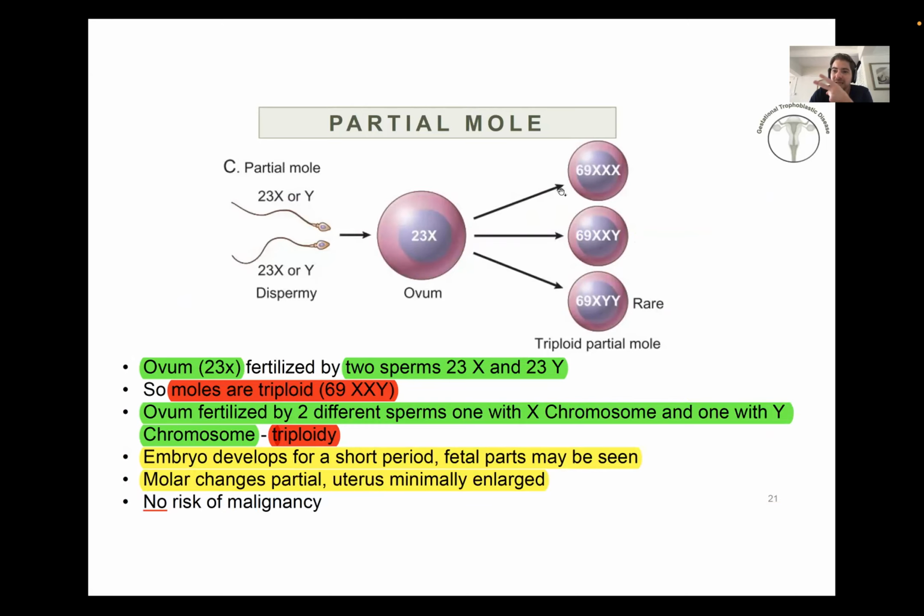Now, a partial mole is going to be a triploidy. You get 2 copies from dad and 1 copy from mom. With this, you will get fetal parts. I'm sorry, the partial is 2 copies from dad and 1 copy from mom, and you can see fetal parts. Definitely be able to compare and contrast the complete versus partial moles here.